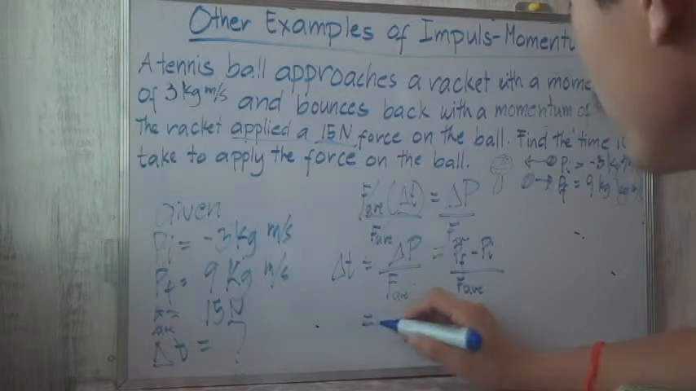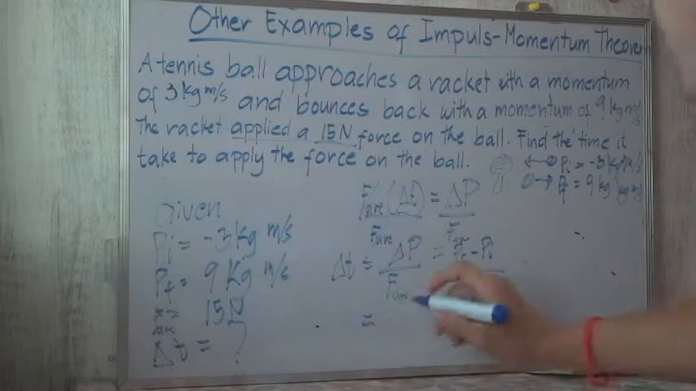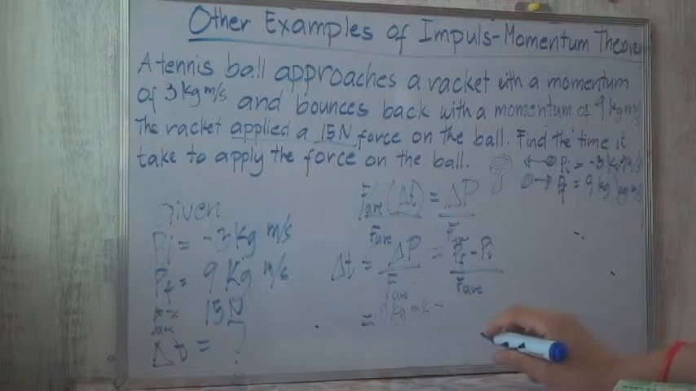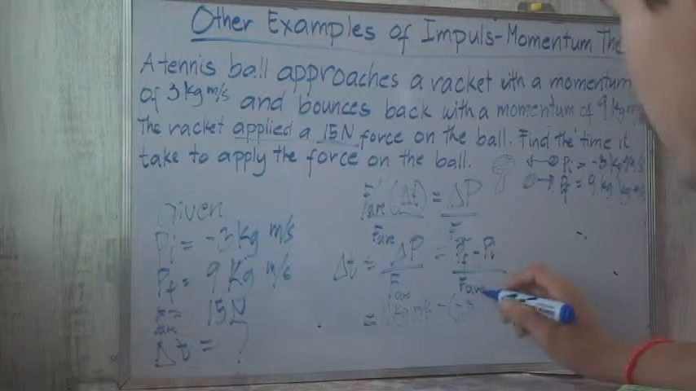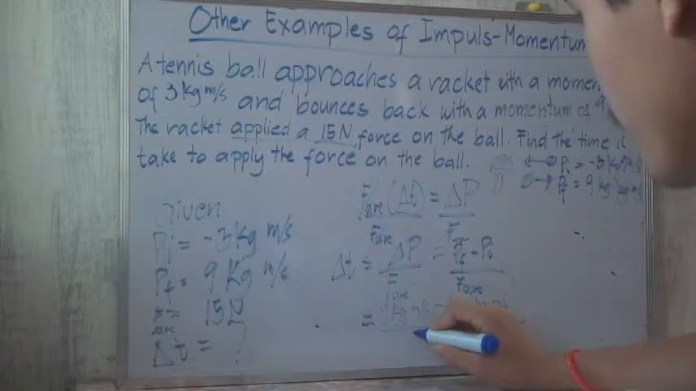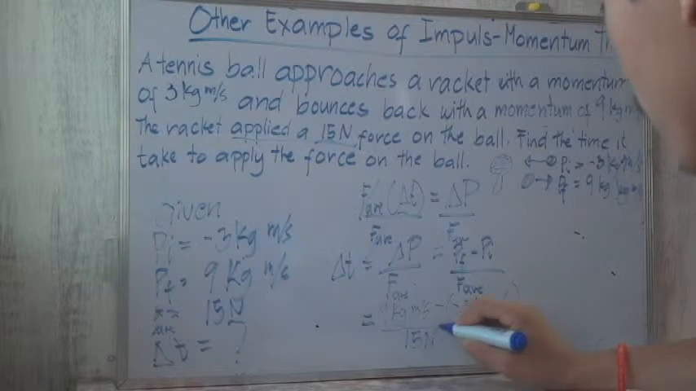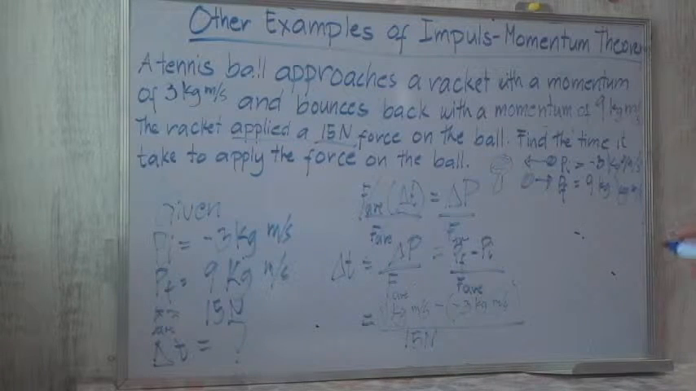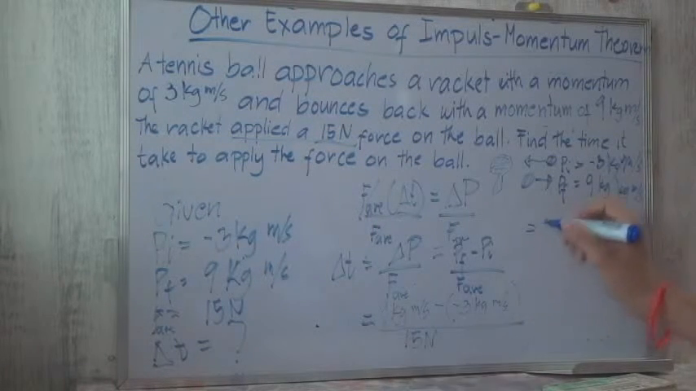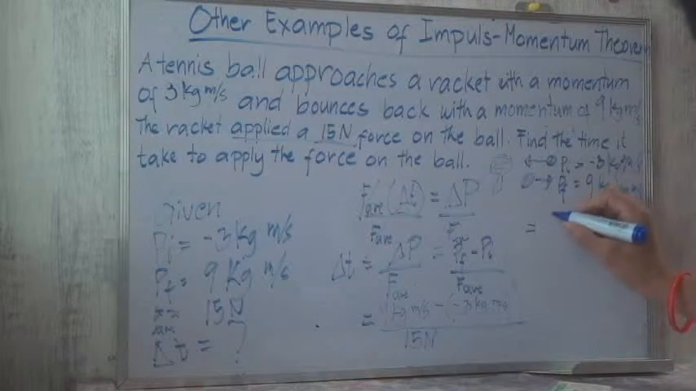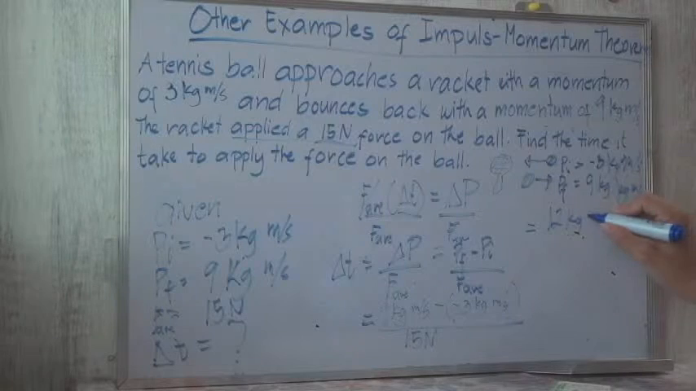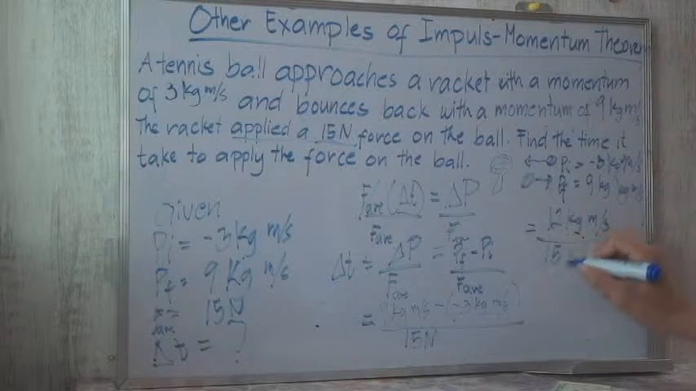So input nato atong mga given natay final nga momentum nga 9 kg meter per second minus negative 3 kg meter per second over 15 Newton. 9 minus negative 3 is equal to 12 kilogram meter per second over 15 Newton.